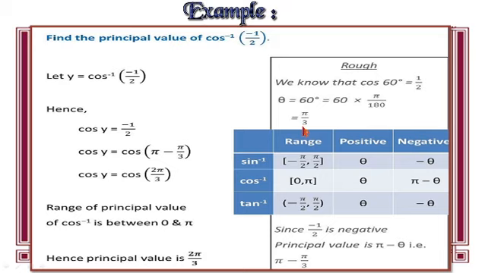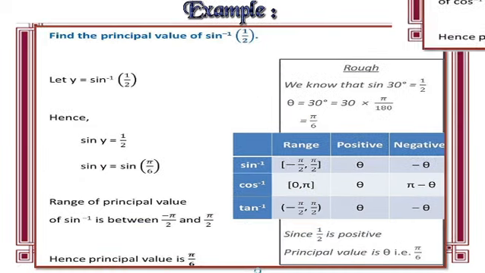What is the theta we calculated? Pi by 3. So pi minus pi by 3. What is pi minus pi by 3? That is 2 pi by 3. Now do we have 2 pi by 3 in this range, 0 to pi? Yes. The range of principal value of cos inverse is between 0 to pi, and 2 pi by 3 very well lies in this interval. So the answer is 2 pi by 3.